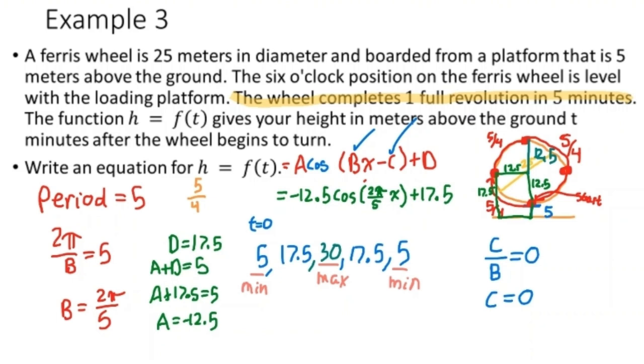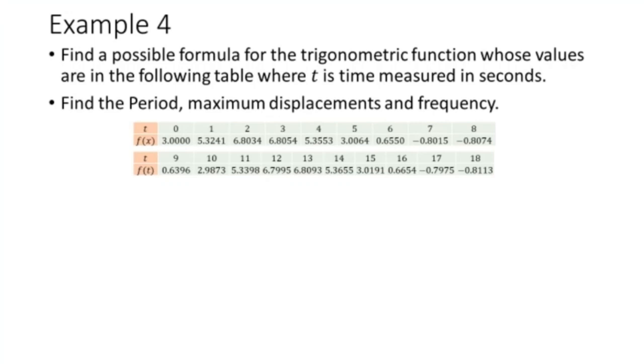5x plus 17.5. In some problems, we may not have a phenomenon that we're working with that we completely understand the behavior of. So for example, let's say through some sort of experimentation, after taking a measurement of something every second, we were able to come up with this table of data.